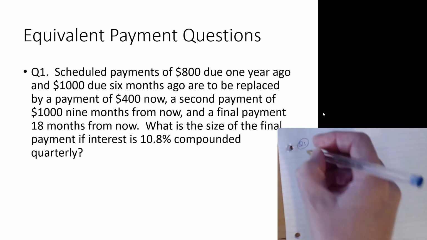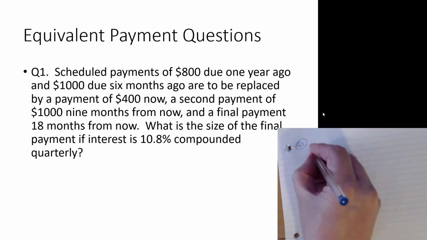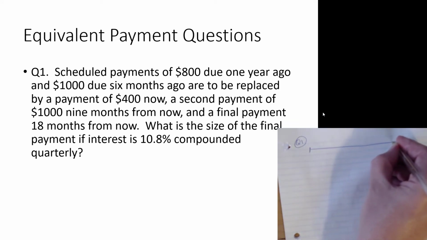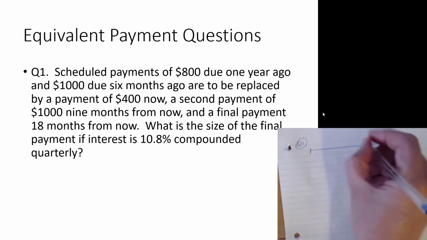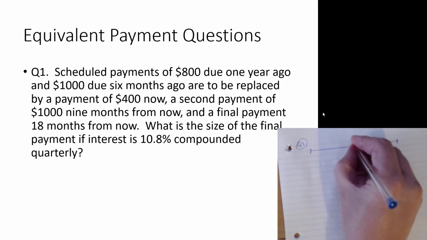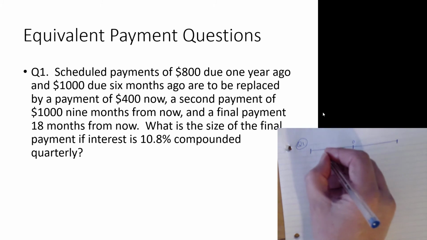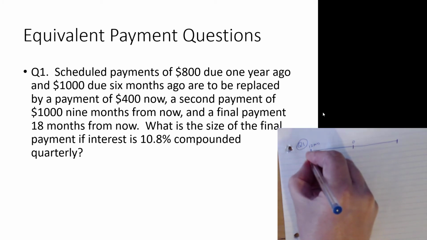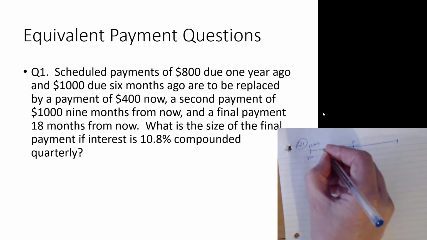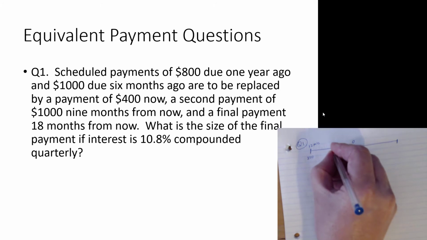Step 1. Let's get the timeline all set out. This one's a little bit tricky because we've got a lot of payments happening on either side of today. So we have 0. What happened? We have 12 months ago, a $800 payment was missed. And then 6 months ago, there was a $1,000 payment missed.